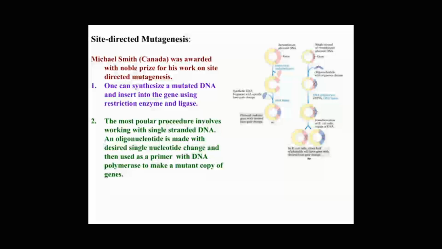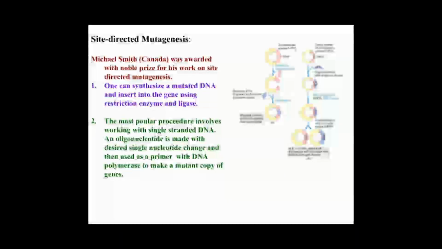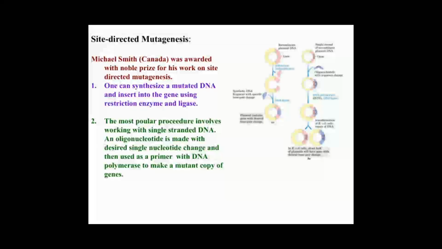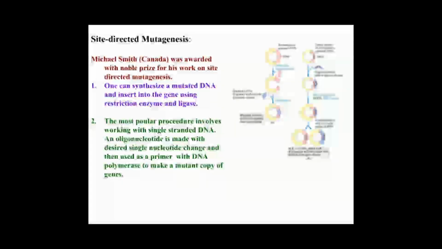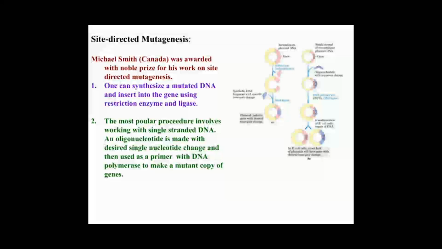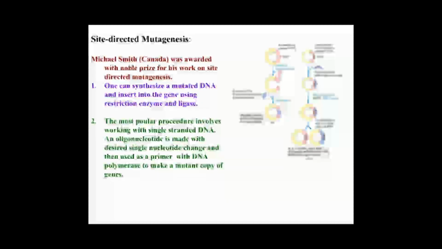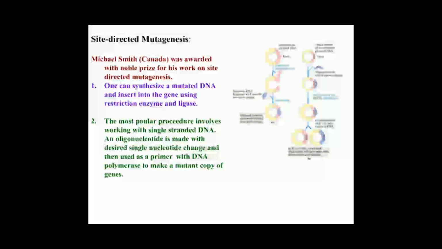One common way to do this is by synthesizing a mutated version of the DNA and then inserting it into the original gene. This is typically done using restriction enzymes, which cut DNA at specific sites, and ligase, which helps to glue the pieces together. But the most popular procedure involves working with single-stranded DNA.